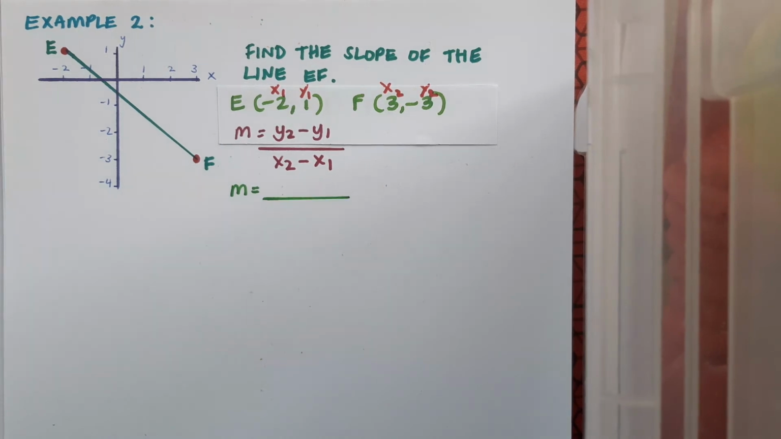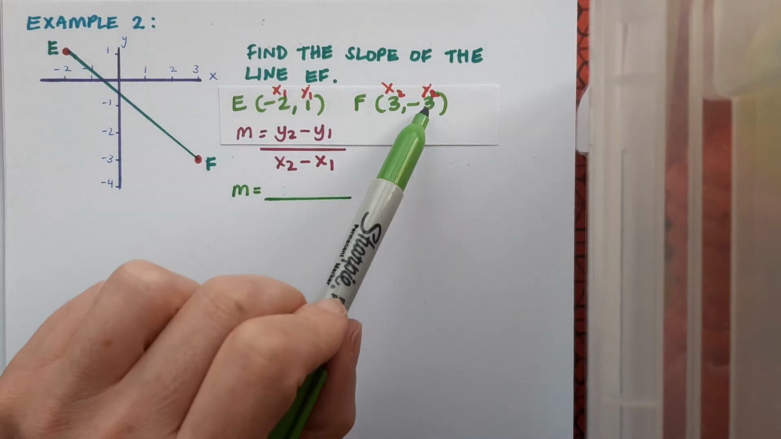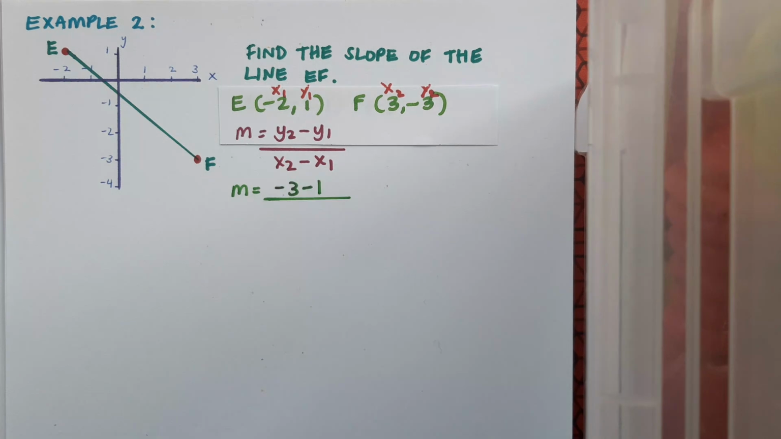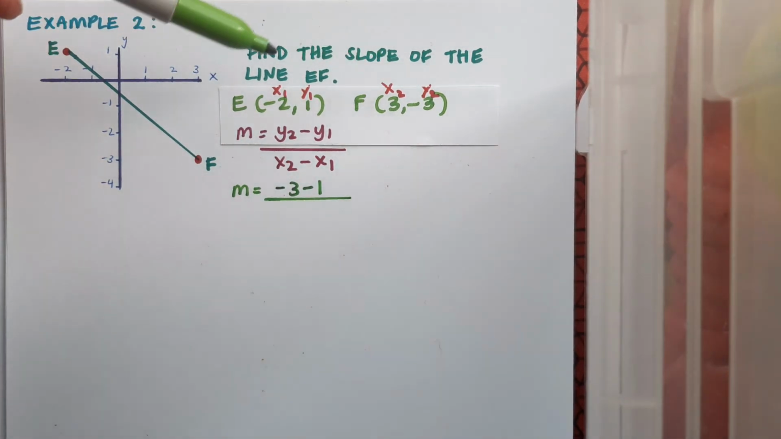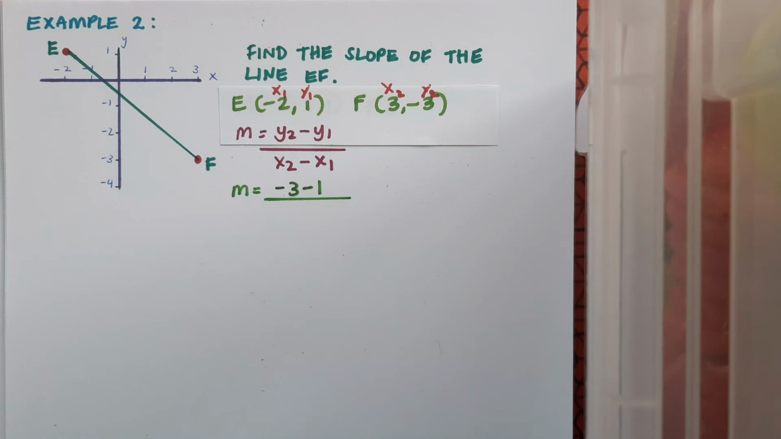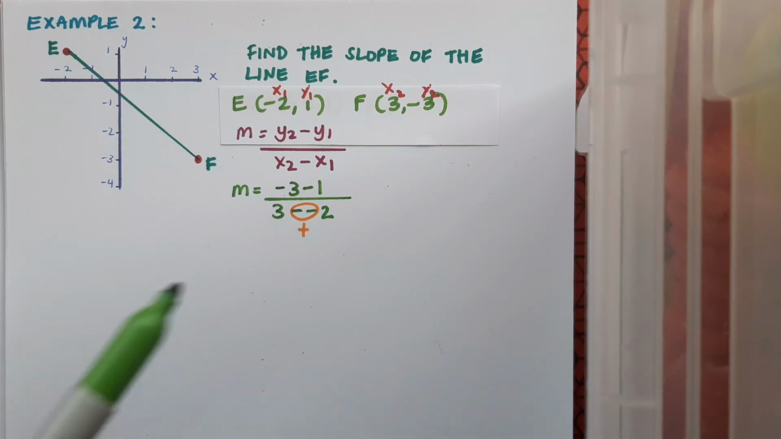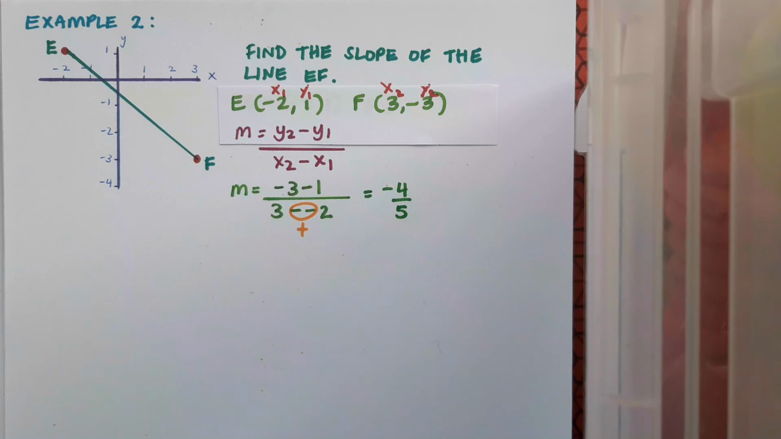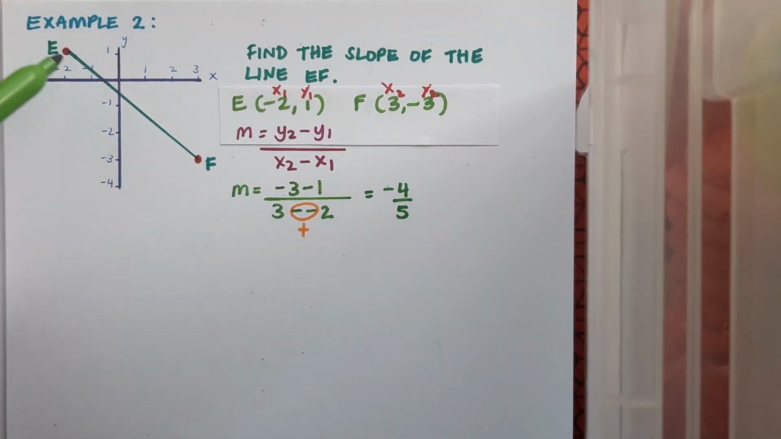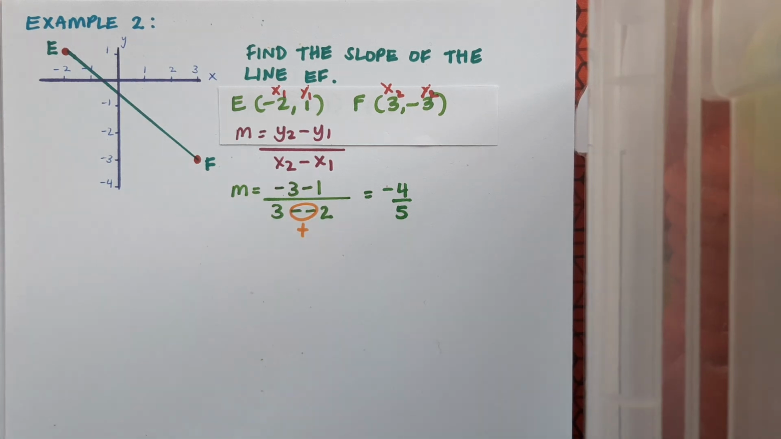So in this case, I'll get y2 minus y1, which is -3 minus 1, over x2 minus x1. And watch out for that double negative this time. So I've got 3 and then minus minus 2. Once you get the hang of it, you can just put the plus directly in if you like. And then I'll work my answer out. And my slope is -4 over 5. And again, note the line is sloping down. It's a decreasing line and it's got a negative slope.